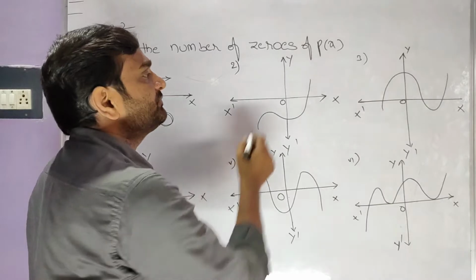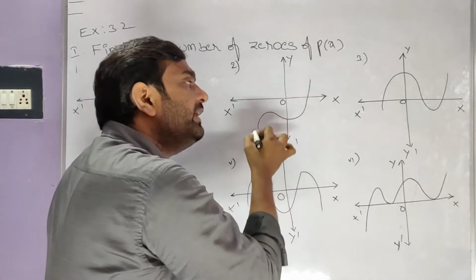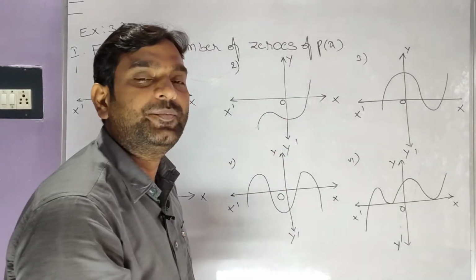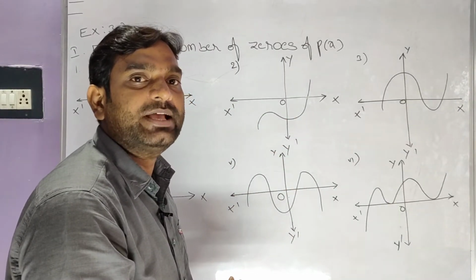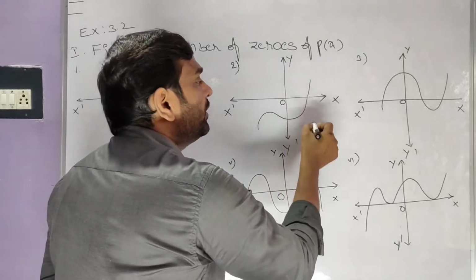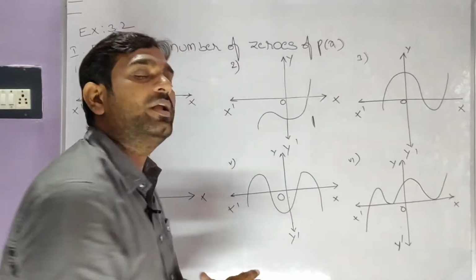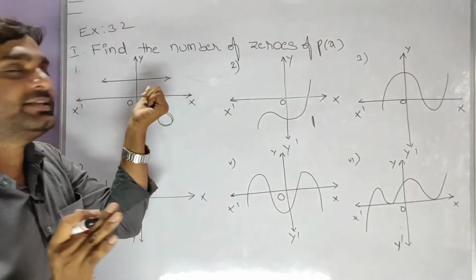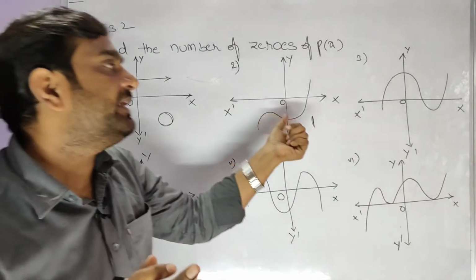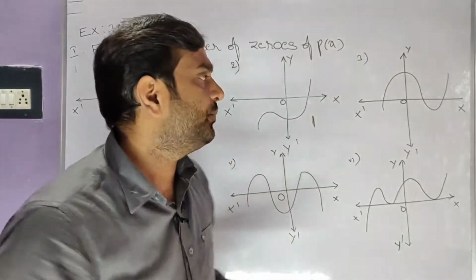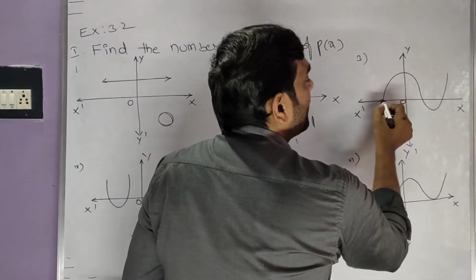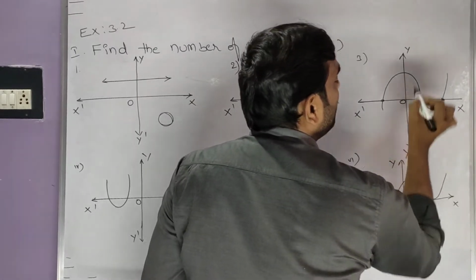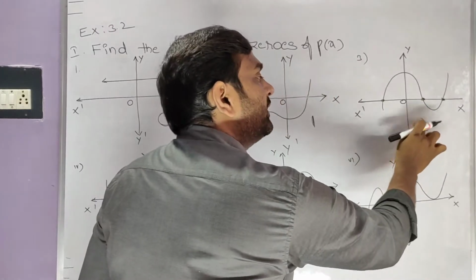For the second problem, this curve intersects the x-axis at 1 point, so the number of zeros is 1. Did you get the concept? Here not intersecting, so no zeros. Here intersecting at 1 point, so 1 zero. Here it intersects at how many points? 1, 2, 3. So the number of zeros is 3.